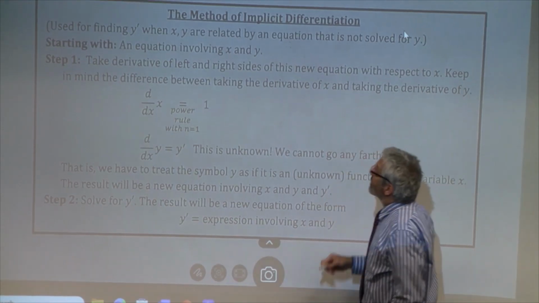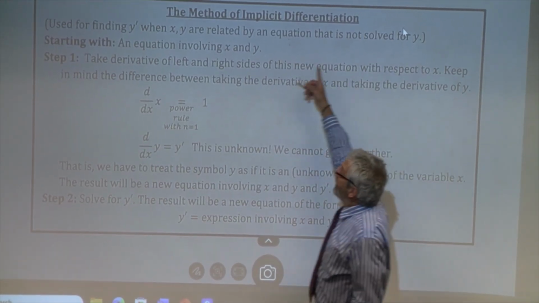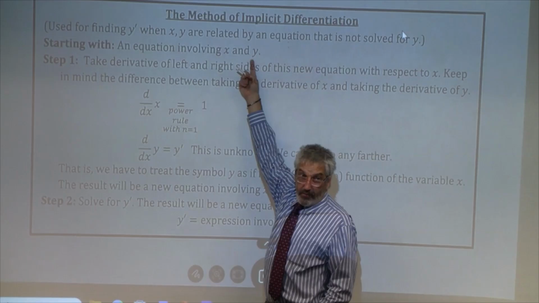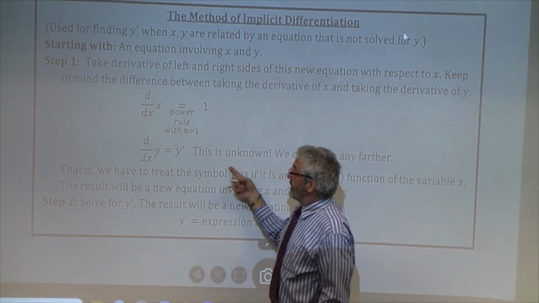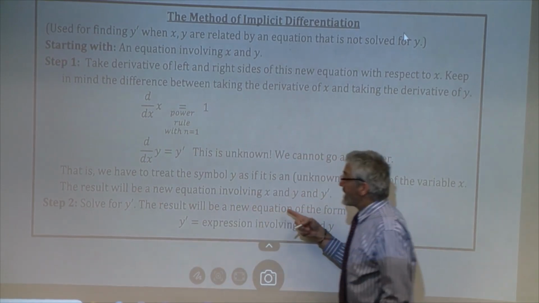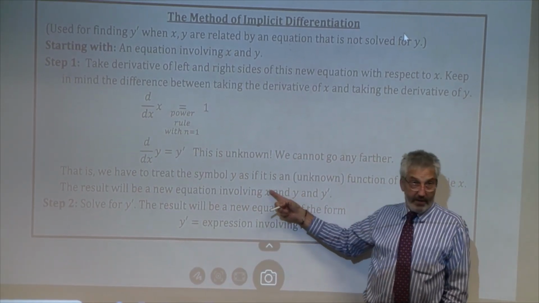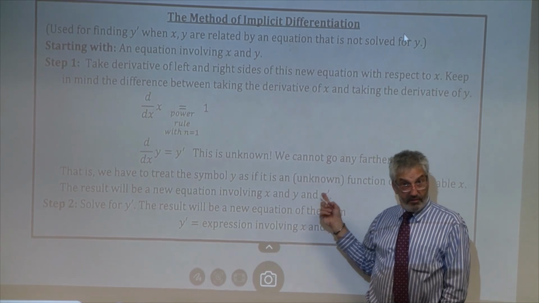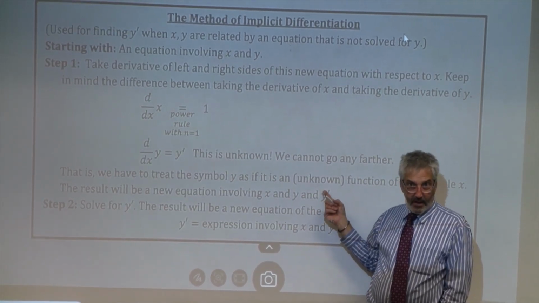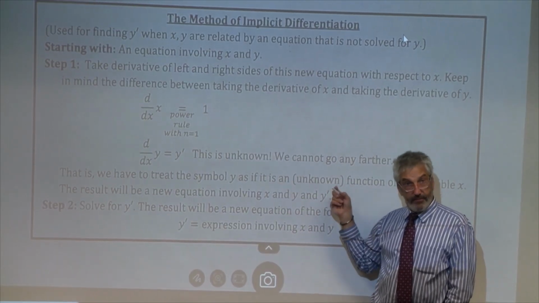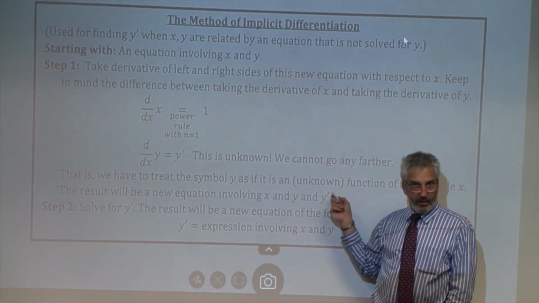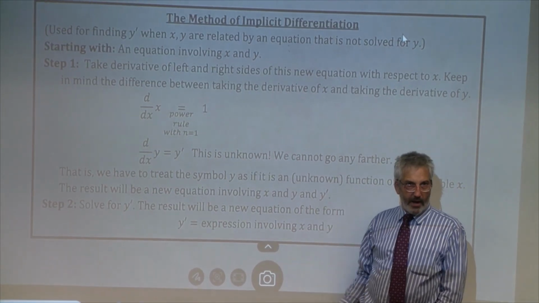So then we started with that equation involving x and y. If we do this, taking the derivative of both sides with respect to x, we're going to get a new equation involving x and y, and also this new symbol y prime. Now that new equation involving x, y and y prime, we can solve that for y prime. Turns out you can always solve that equation for y prime.